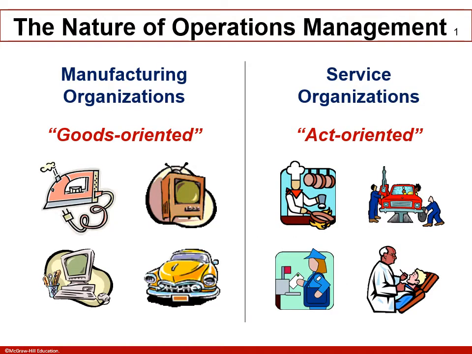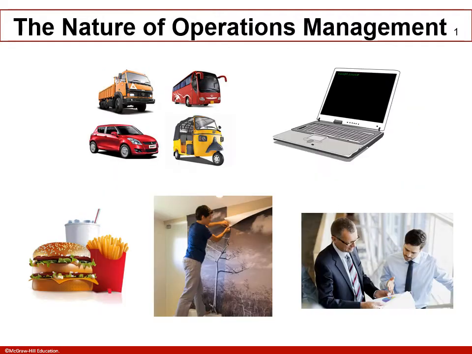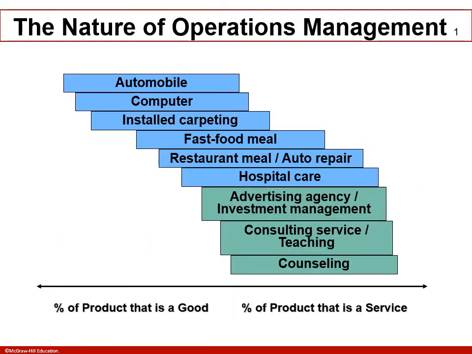So as you remember, we have goods-oriented organization, and basically they focus on manufacturing products. And we also have the act-oriented organization. They focus on the service provided for the customers. So here are some examples of product and service. But in fact, it is very difficult to totally distinguish goods and service. Basically, they are a combination among the two continents.